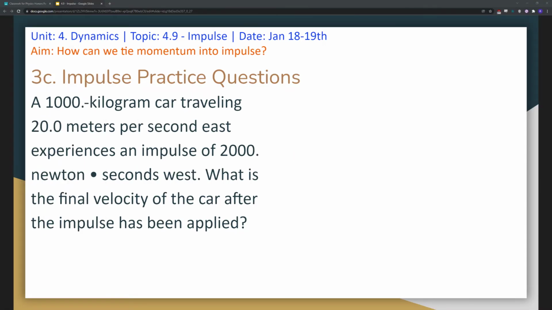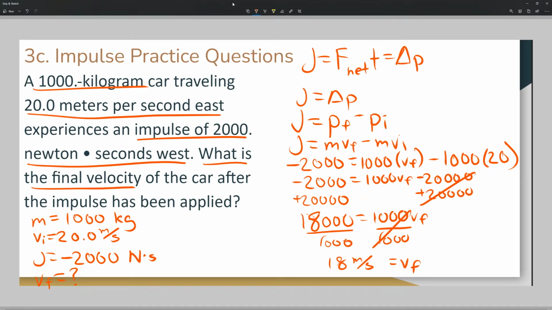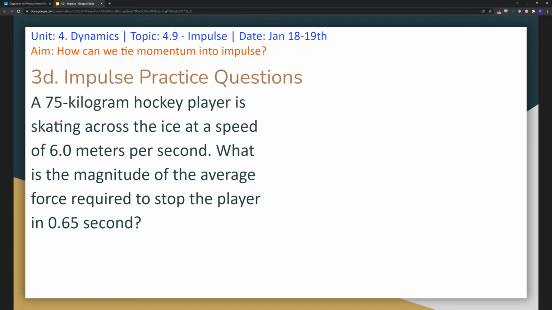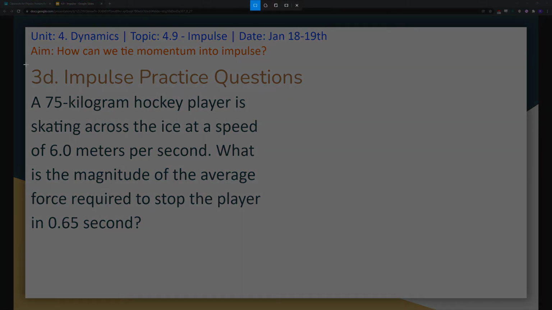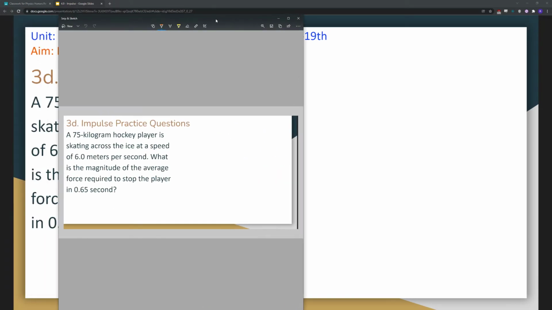Okay? Again, impulse is your change in momentum. Essentially, if you apply an impulse, you're changing the object's momentum, which is why the velocity of the object decreased.